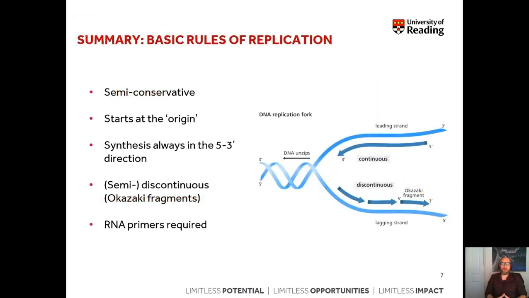So, what are the rules of replication? You need to remember that replication is semi-conservative. That means that one strand of the DNA remains unchanged and is then bound to a newly synthesized one. Therefore, the mechanism of replication is semi-conservative. It always starts at the origin, and the synthesis occurs in the 5' to 3' direction. Also, replication is semi-discontinuous due to the Okazaki fragments on the lagging strands, and replication finally requires RNA primers.